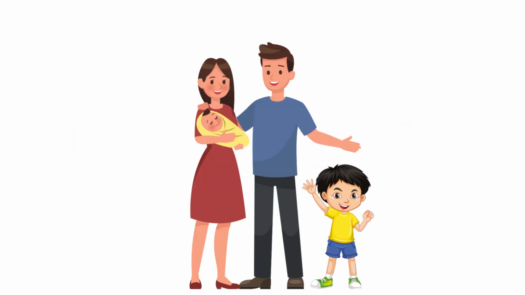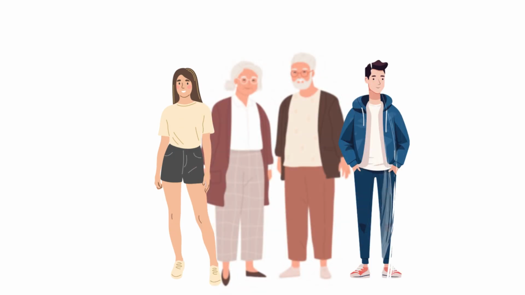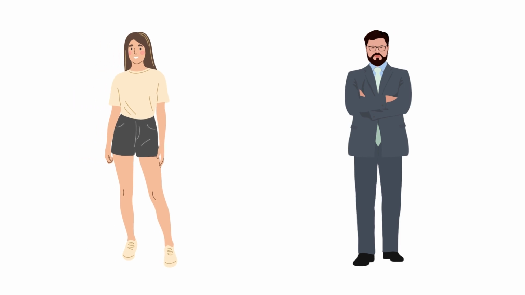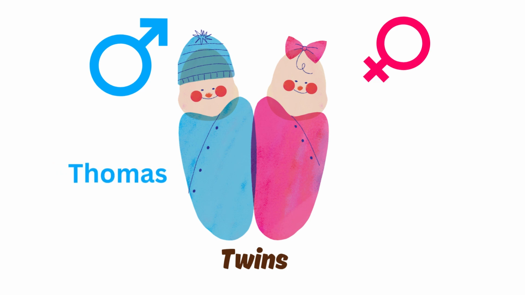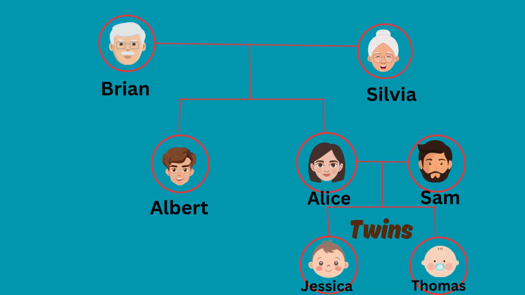With the passing years, children grow into adults, and parents grow old. Alice got married to Sam. And they had twins, baby boy and baby girl. The boy's name is Thomas and girl's name is Jessica.